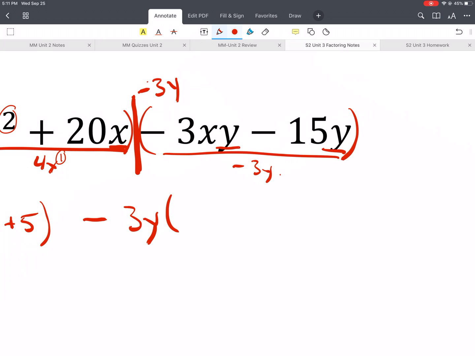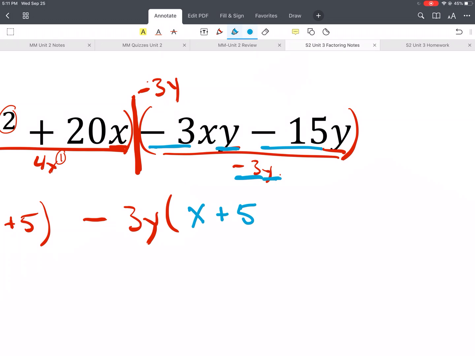So we'd end up having negative 3y with our parenthesis. So here we have a negative 3 divided by a negative 3. Well, that just gives us 1. And 3 divided by 3, well, that just gives us 1. So all we have left is an x. And then for the right term, we'd have a negative 15 divided by a negative 3, and that would give us a positive 5.